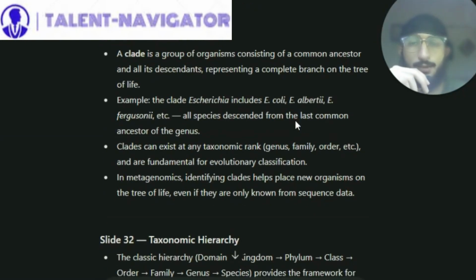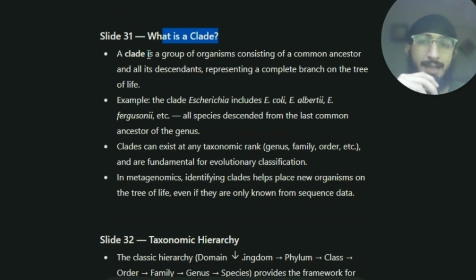Now we're going to be covering the next set of slides from slide 31 to 40. So what is a clade? A clade is a clade.